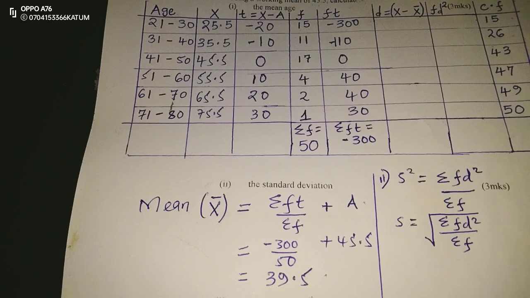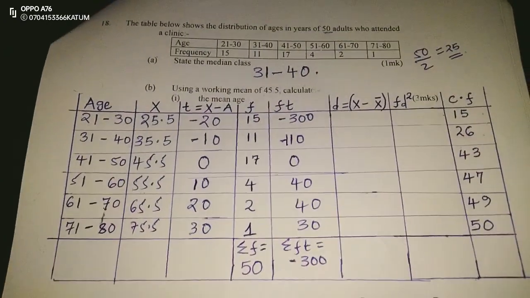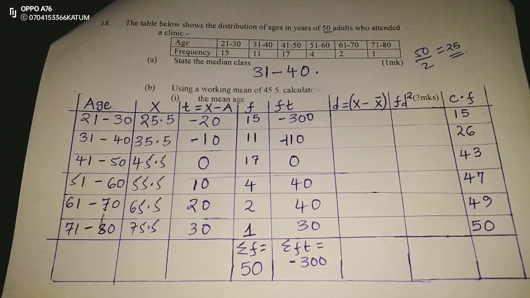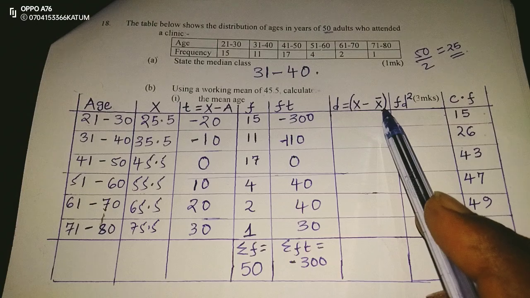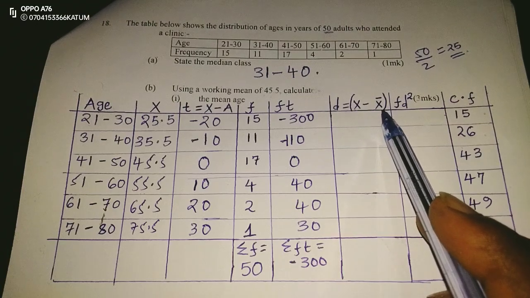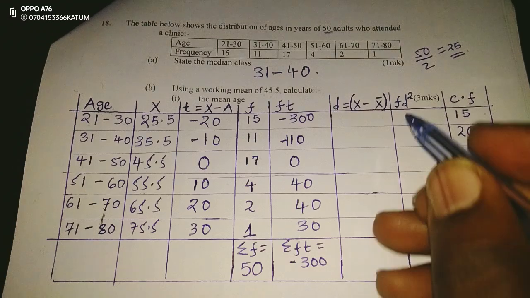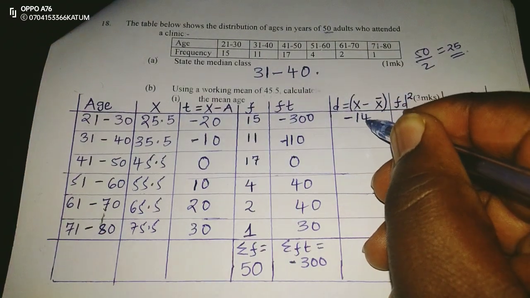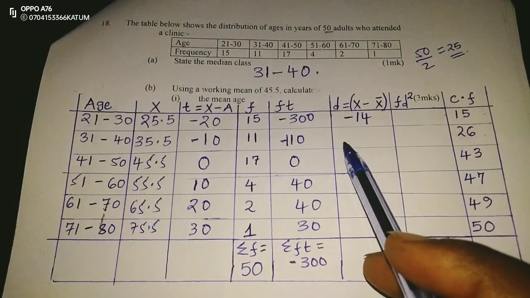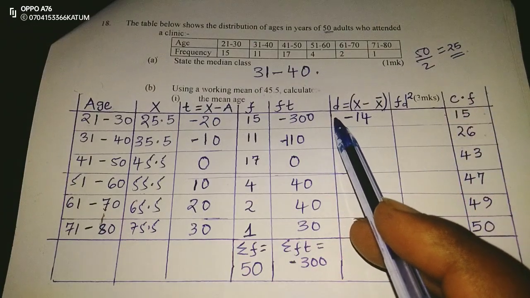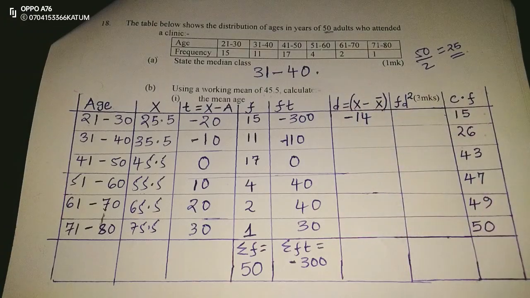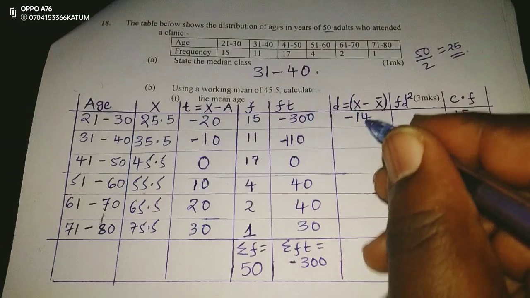So now I'm going back to my table to fill the deviations. Deviation of each midpoint from the mean: midpoint minus mean, and the mean is 39.5. So 25.5 minus 39.5, negative 14. Then we go again to a midpoint of 35.5 minus 39.5. This is negative 4.